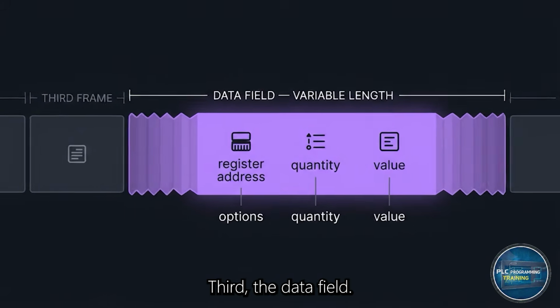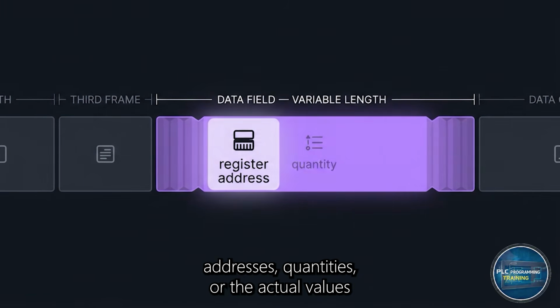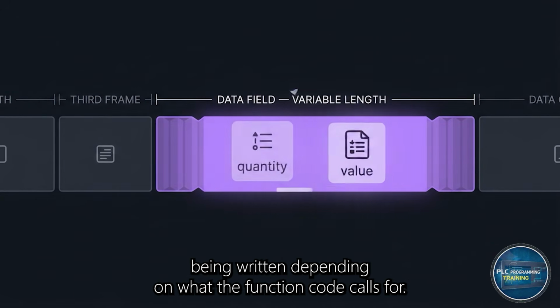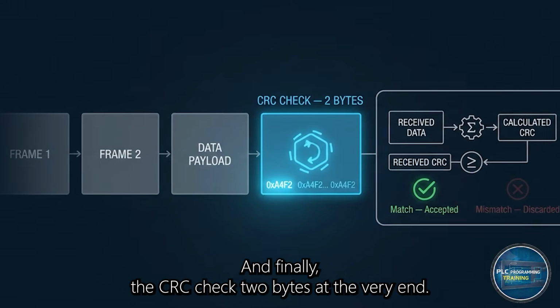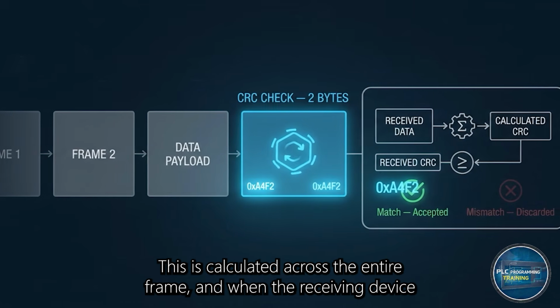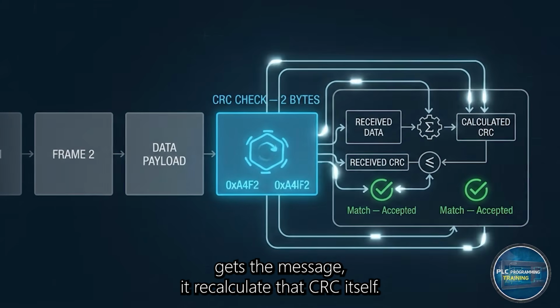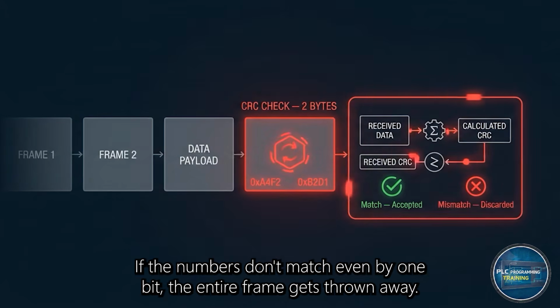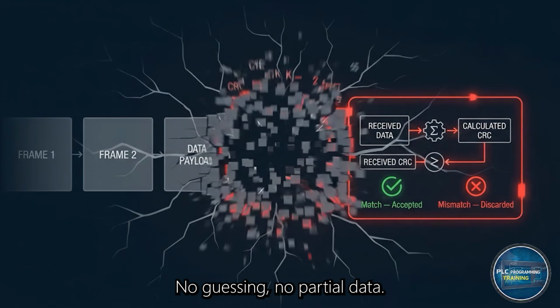Third, the data field. This is variable in length, and it holds things like register addresses, quantities, or the actual values being written, depending on what the function code calls for. And finally, the CRC check, 2 bytes at the very end. This is calculated across the entire frame, and when the receiving device gets the message, it recalculates that CRC itself. If the numbers don't match, even by 1 bit, the entire frame gets thrown away. No guessing, no partial data. It's all or nothing.